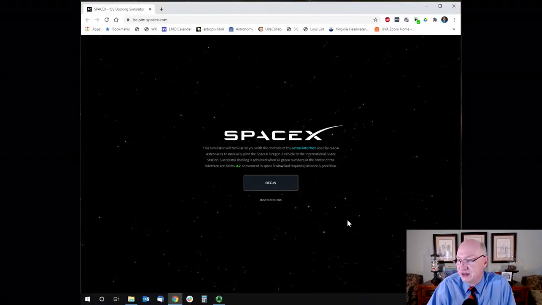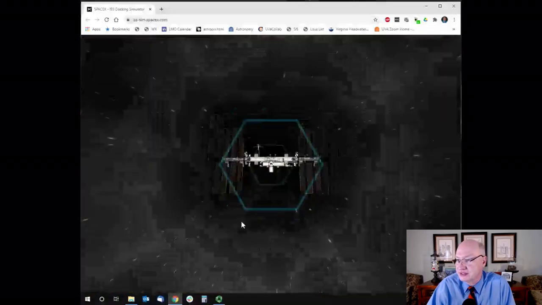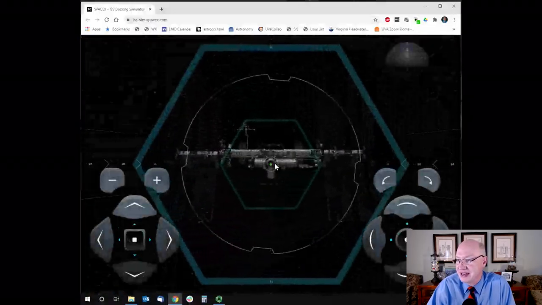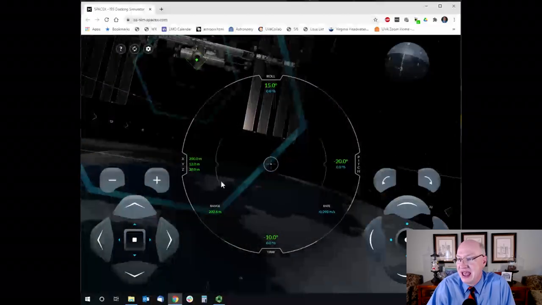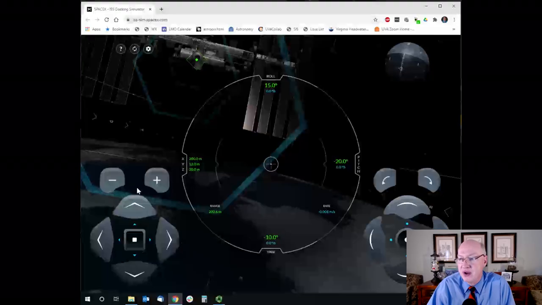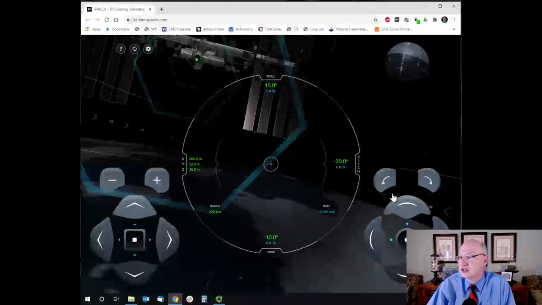So if you're curious, this is what the SpaceX docking simulator looks like. If you click begin right here, it comes up with two sets of controls you'll see in a second. So there's the International Space Station. You're in the Dragon capsule approaching the space station, but you're off target. Over here you have the ability to move yourself sideways, up and down, forward and backward, and you also have the ability to roll, pitch, and yaw the spacecraft.